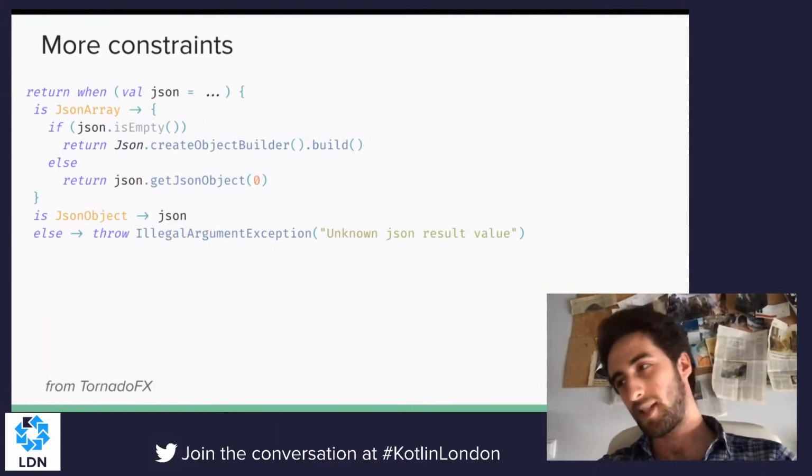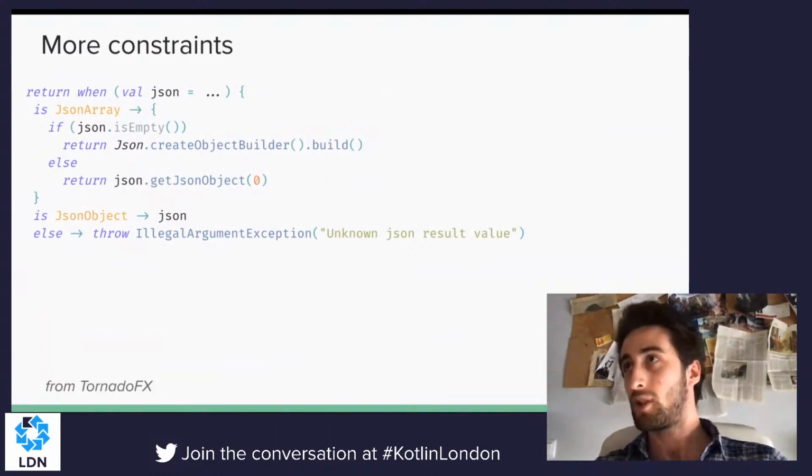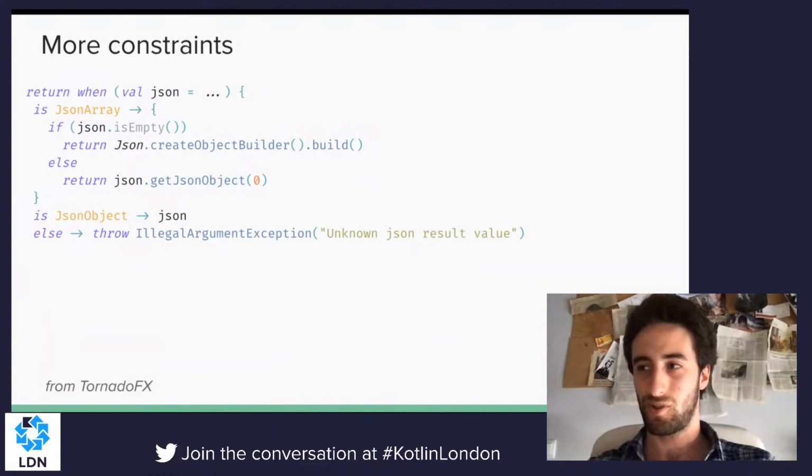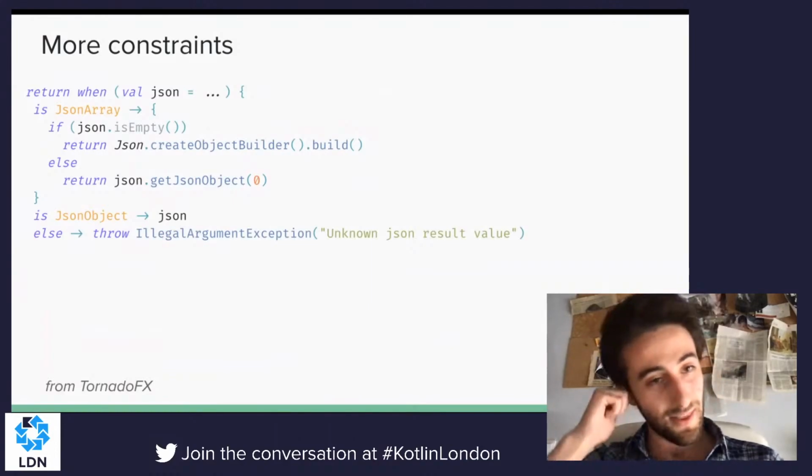Now, this is nice. We did type checking, we did equality checking, we destructured, but there are some more things we'd like to do. Ideally, we'd like to match on anything, not just equality or just a type. So for that, we'd like more constraints. So take a look at this example.